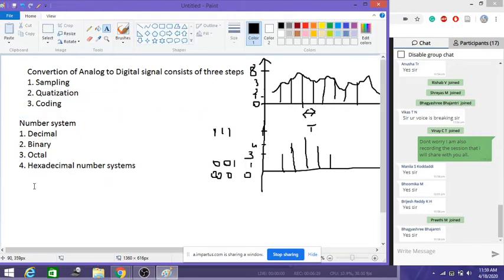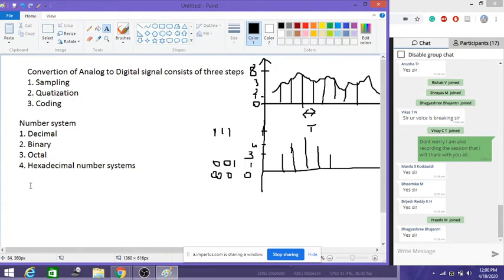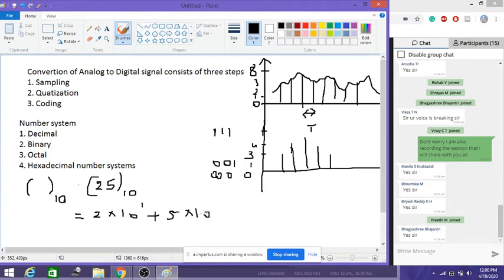So what do we mean by a decimal number system? We represent any number with respect to its base. For example, any number we write here is represented in terms of base 10. Say I write 25 to base 10. How do we write this? This is equal to 2 into 10 to the power of 1 plus 5 into 10 to the power of 0.